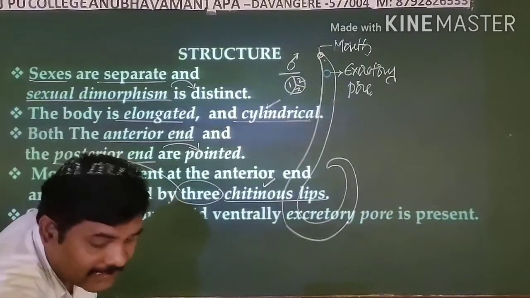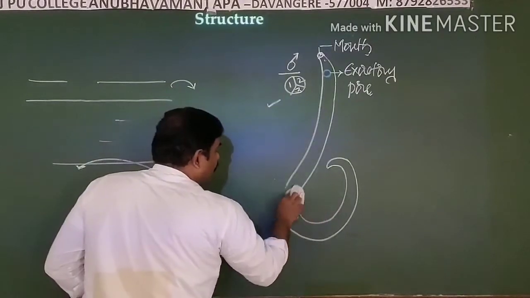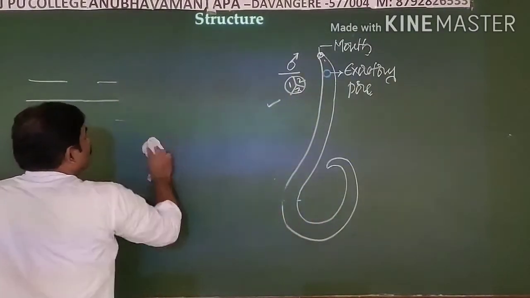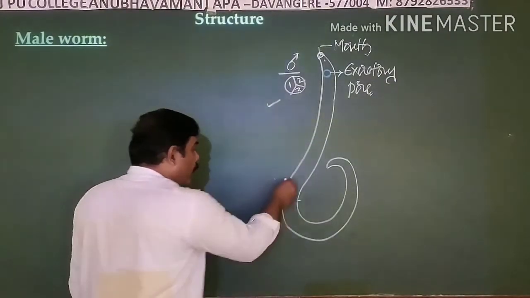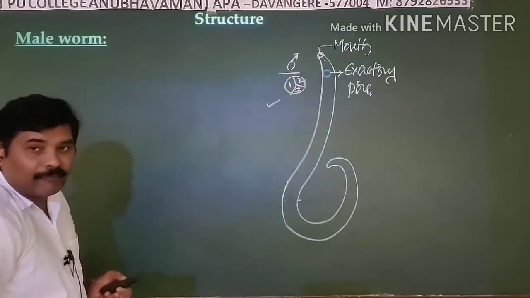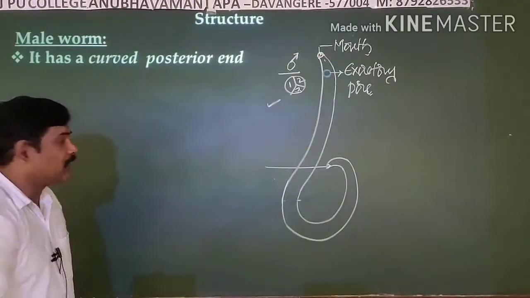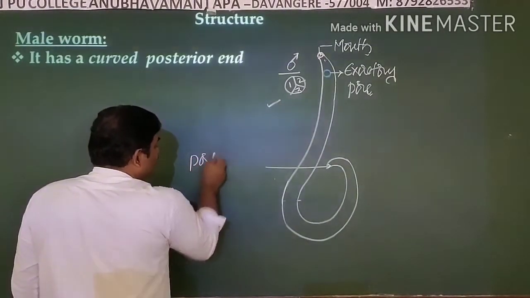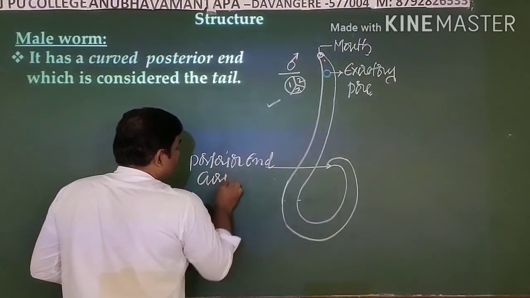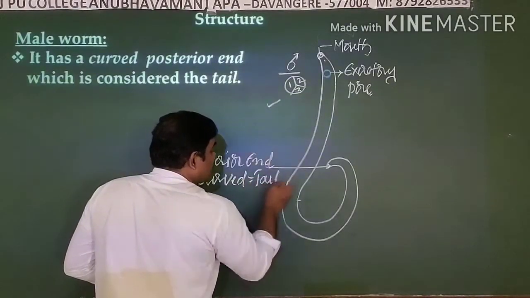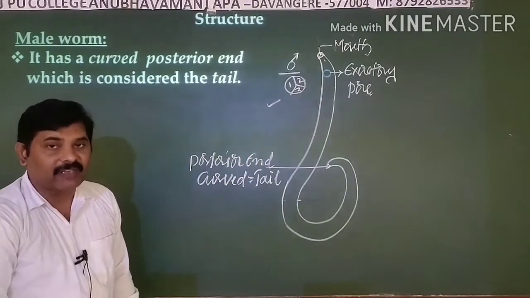Now let us come to the characteristic features of male and female: how the male is different from the female, and what features help us identify the male worm from the female worm. The first and foremost important thing: in the male, the posterior end is curved, which we call the tail. This is a very important characteristic feature. Whereas in the female worm, the posterior end is straight, right?